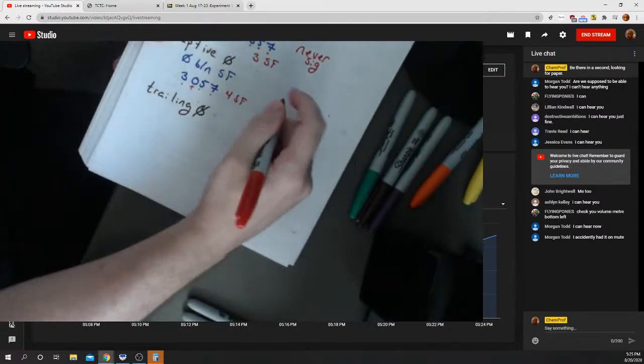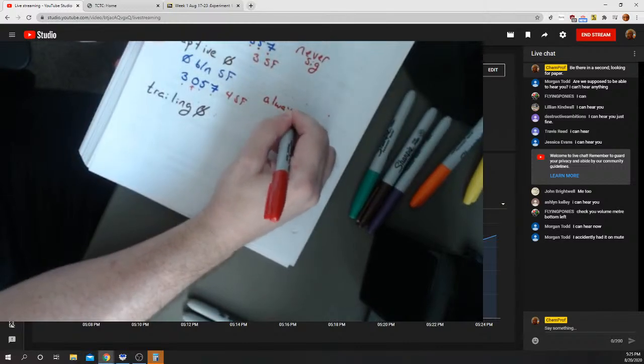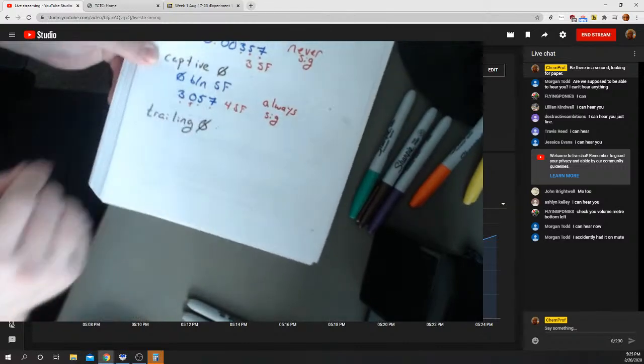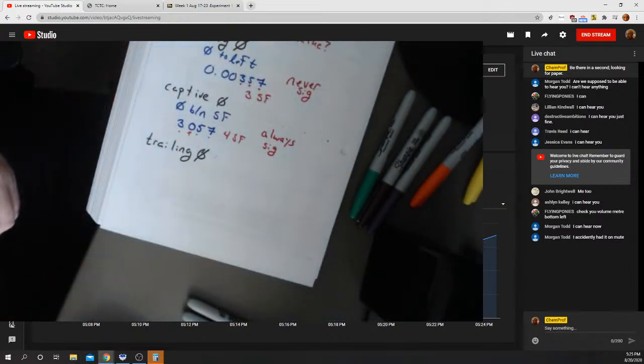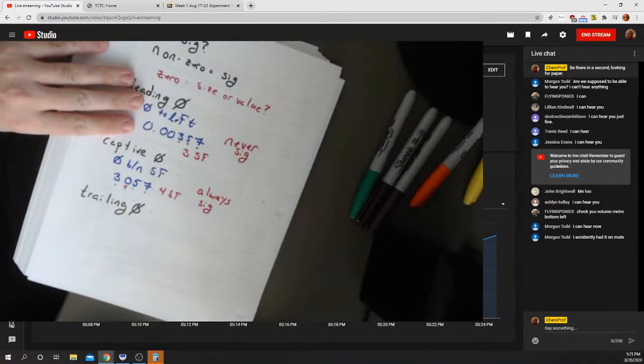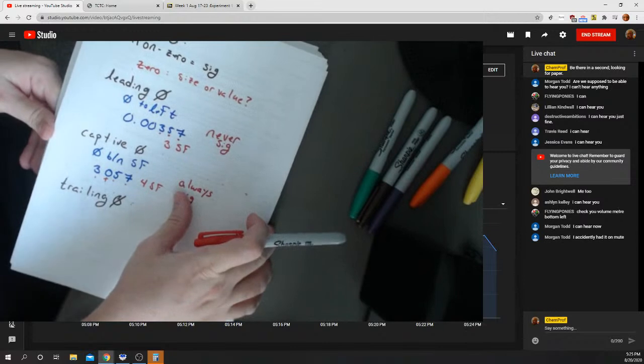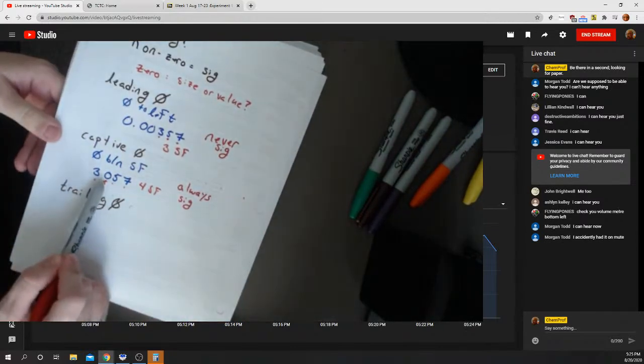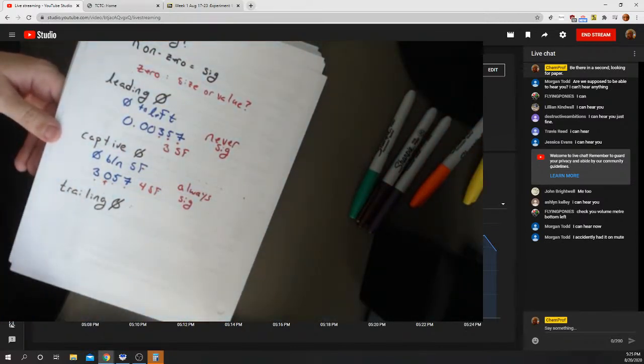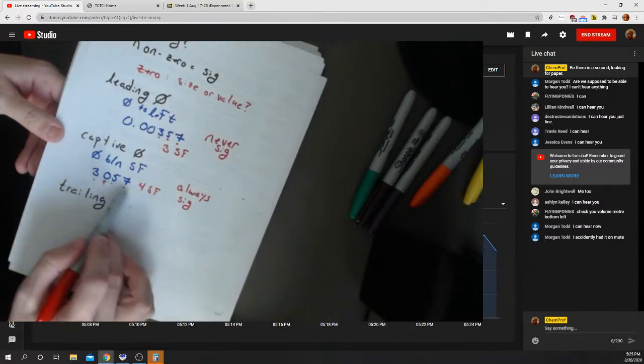So a captive 0 is always significant, because a captive 0 is always trapped between significant figures. It's always buried in the middle of the number, in the middle of the measurement. It's part of the value of the measurement. So leading zeros are never significant. Captive zeros are always significant, because a captive 0 is never there just to show the size or magnitude of the number. It's part of the measurement.